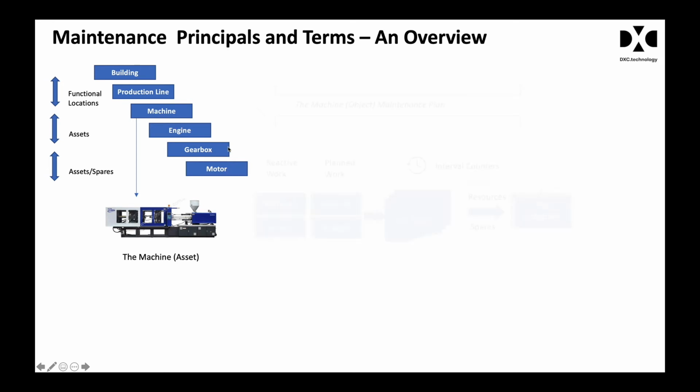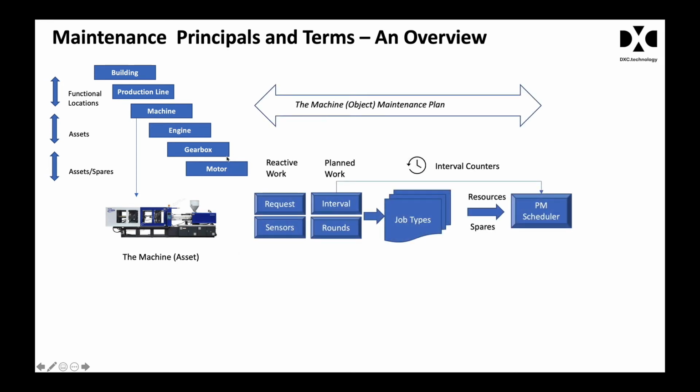Now, when we carry out asset work, there are two types. There's reactive work, which can come from either you spot something, so you say, I think things need to be fixed, or they're sensor based. The second thing is that we can do it from interval rounds, where we set an interval based on time or by a counter to create a particular type of job when that interval has happened. And those are particular job types that we set up, and they have resources and spares.